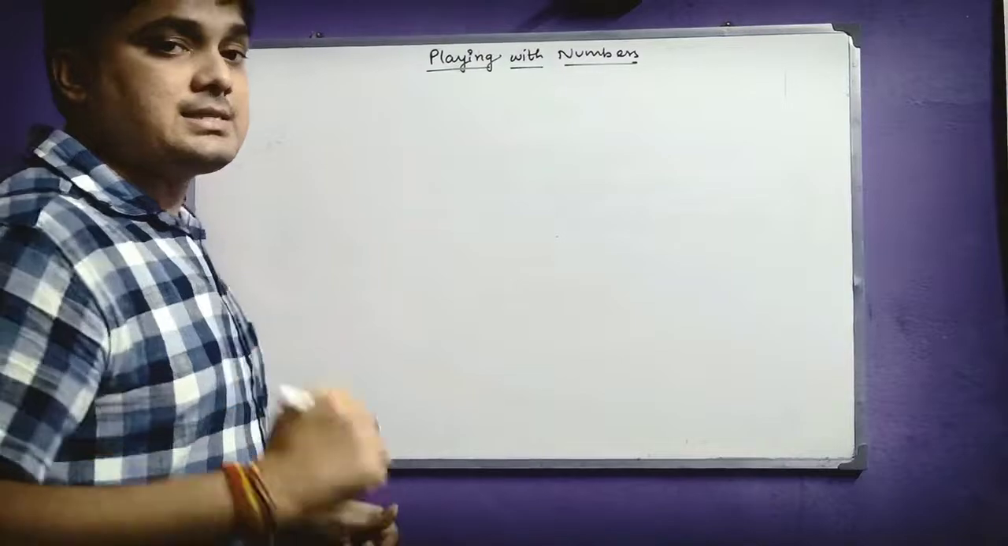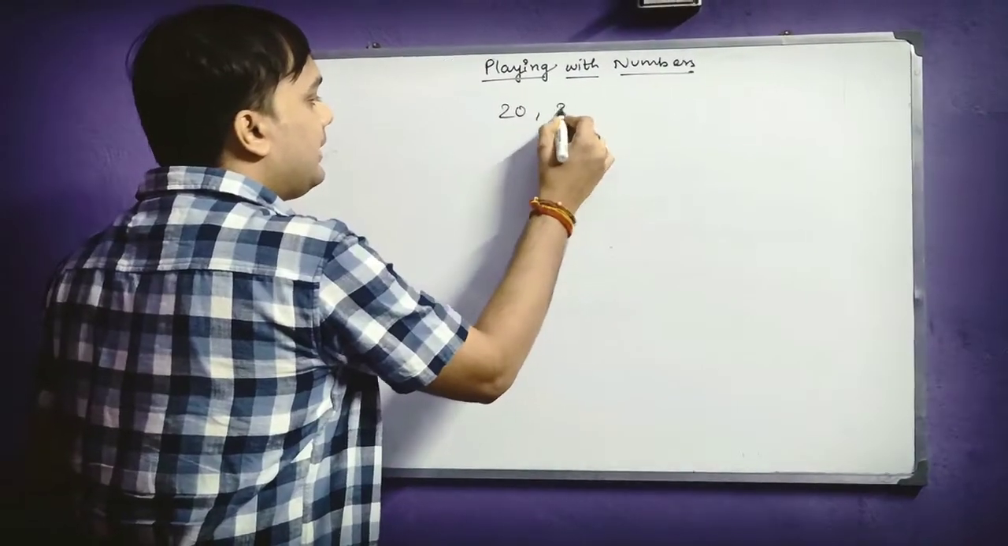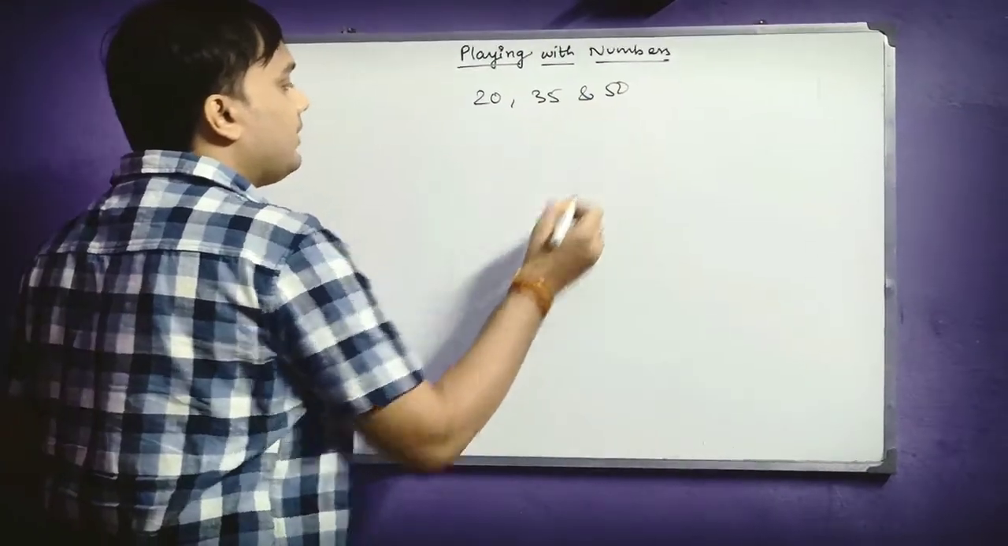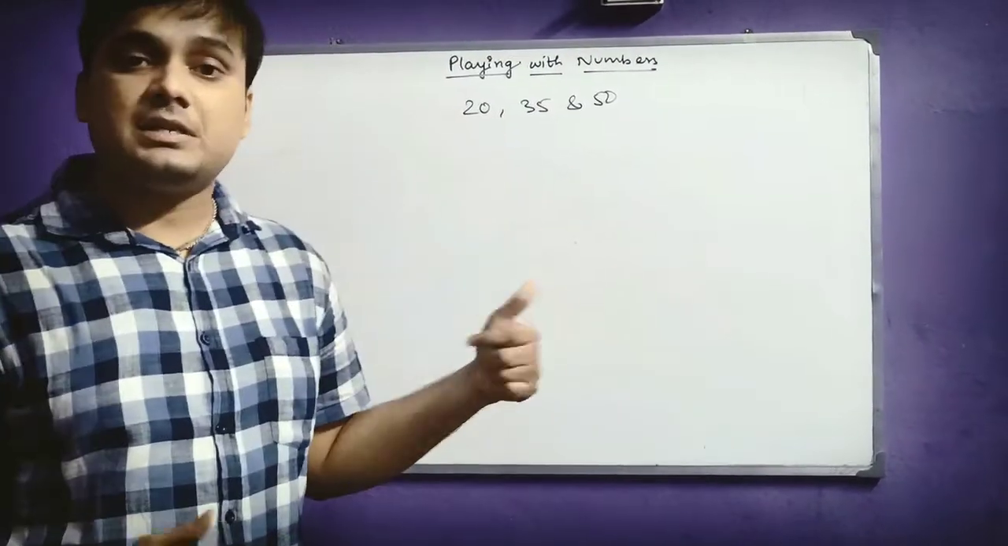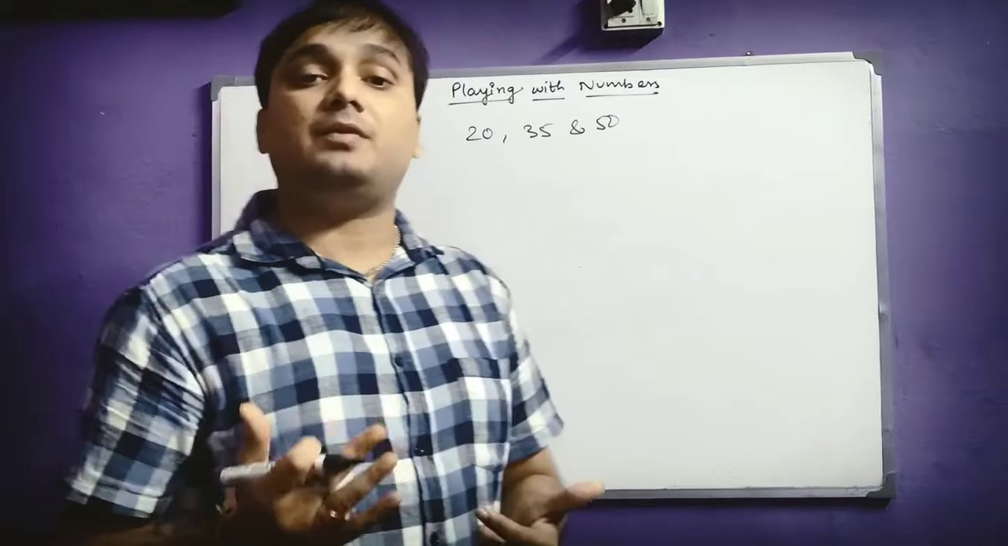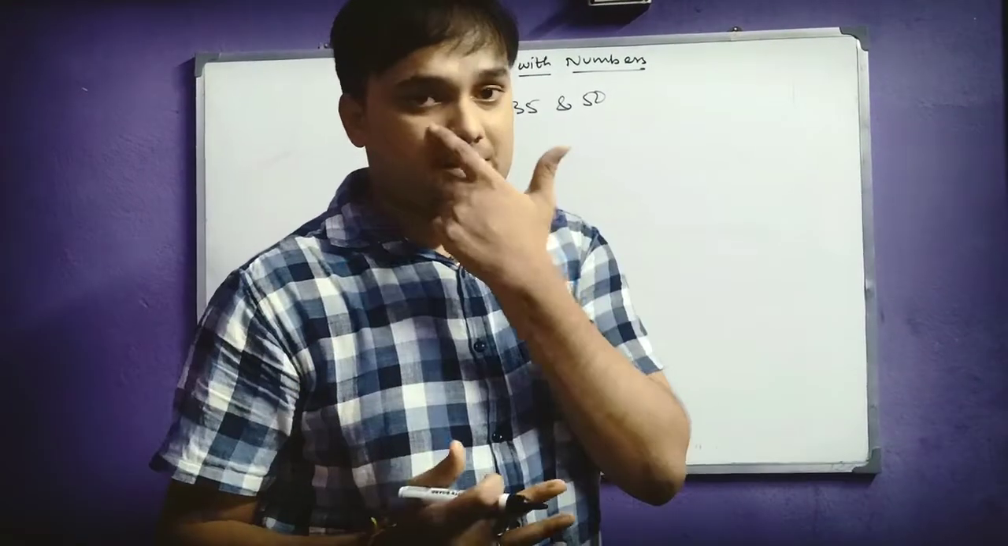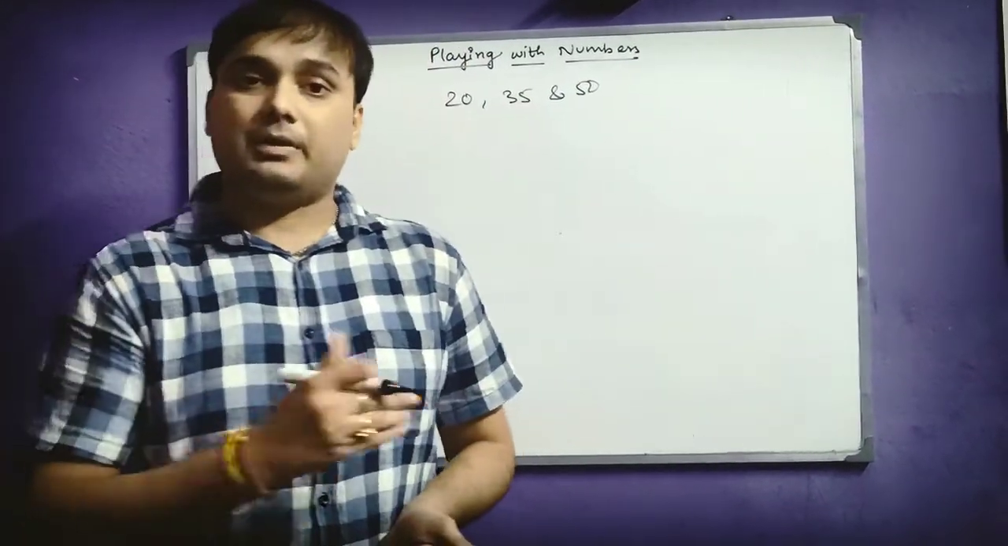Okay, let us take the same example, 20, 35 and 50, because you now know the answer for these three numbers. The HCF is 5. Now we will be seeing whether we get the same HCF by the other methods or not. Definitely we will be getting it, but let us understand.